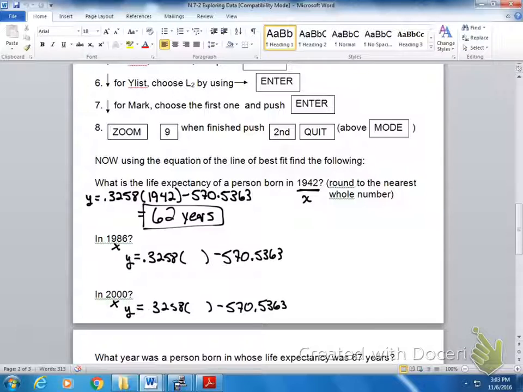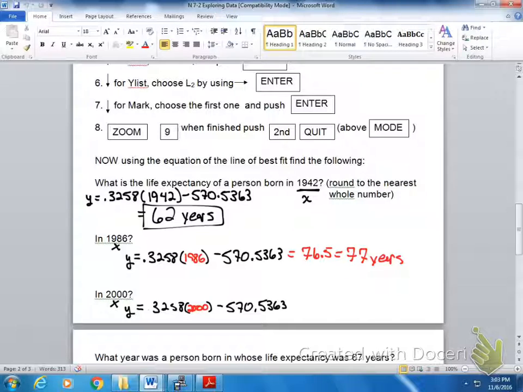So hopefully we've got some of this done, guys. I plugged in 1986 for x here and 2000 for x there. Now, we should know by looking at that calculator just a minute ago that this has got a positive correlation, so we should be going up. It should be over 62 years. So when I plug 1986 into my calculator, I got 76.5, but we got to round that to the nearest whole number, which is 77 years. So if you were born in 1986, you can expect to live 77 years.